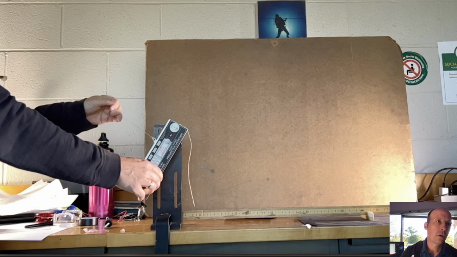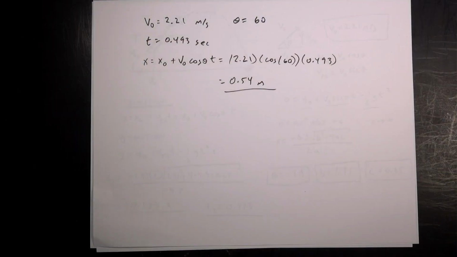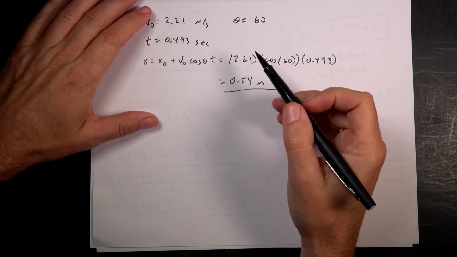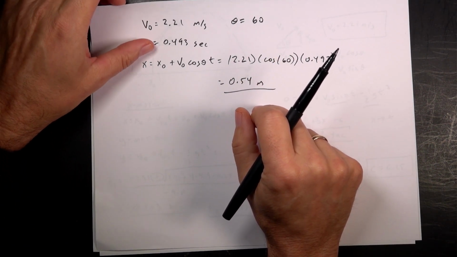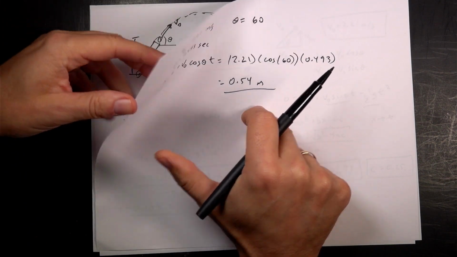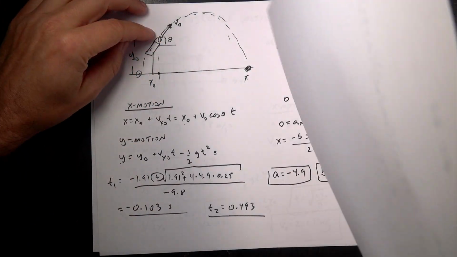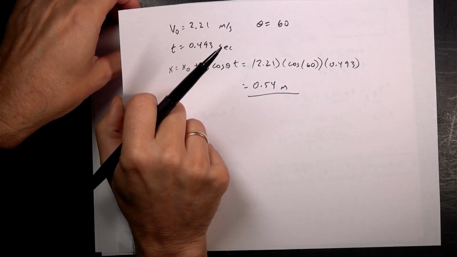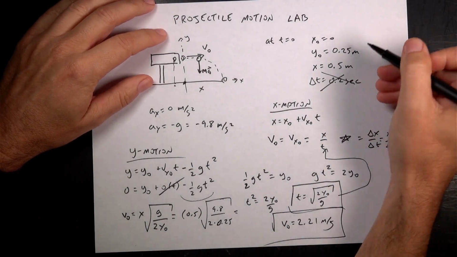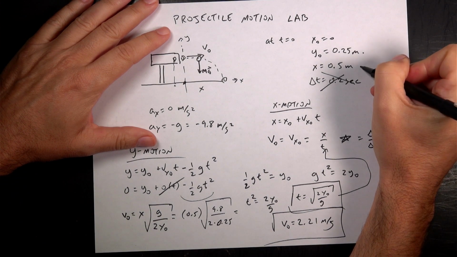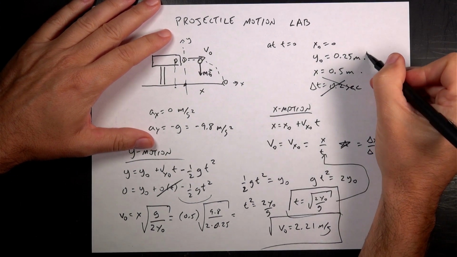Now, let's talk about one more thing. What if I wanted to include uncertainty in the calculations? You know, especially over here for finding the launch velocity. So let's say that I measure this and I measure that. Okay, so let's say this is plus or minus.